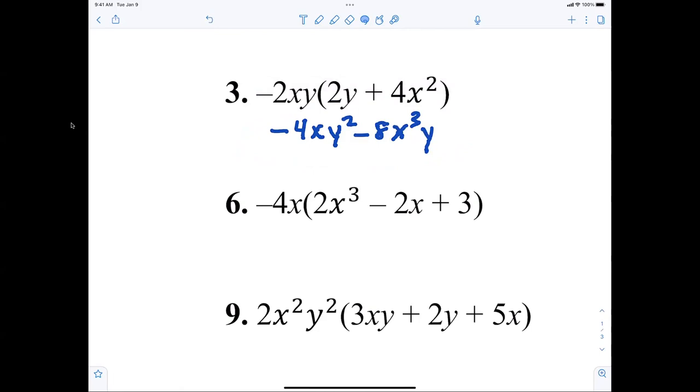Okay, so all we're doing is what? What property is this? What property are we doing? Yes, the distributive property. Except before we only did it with what? Numbers. Now you can do it with numbers and variables and exponents. So what do you do with the numbers? You do them first. You multiply the numbers. And then what do you do with the variables? You add the exponents.